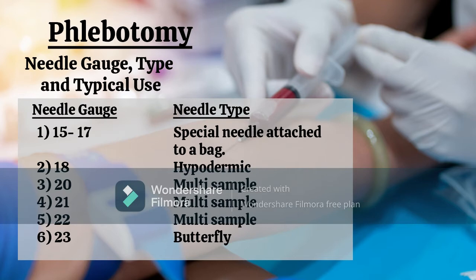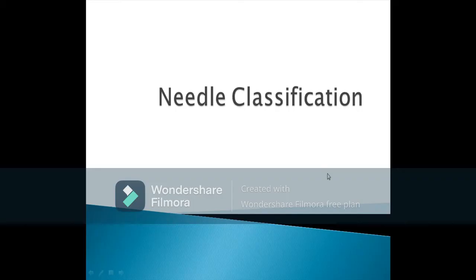Needle gauge: 1, 15 to 17. Needle type: special needle attached to a bag. 2, 18. Needle type: hypodermic. 3, 20. Needle type: multi-sample. 4, 21. Needle type: multi-sample. 5, 22. Needle type: multi-sample. 6, 23. Needle type: butterfly.